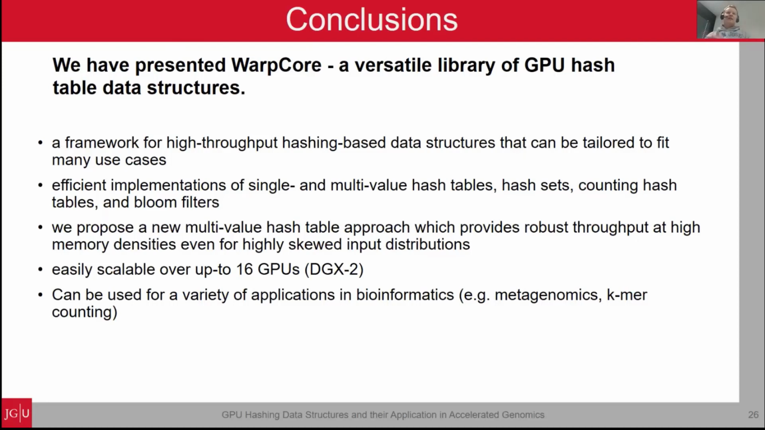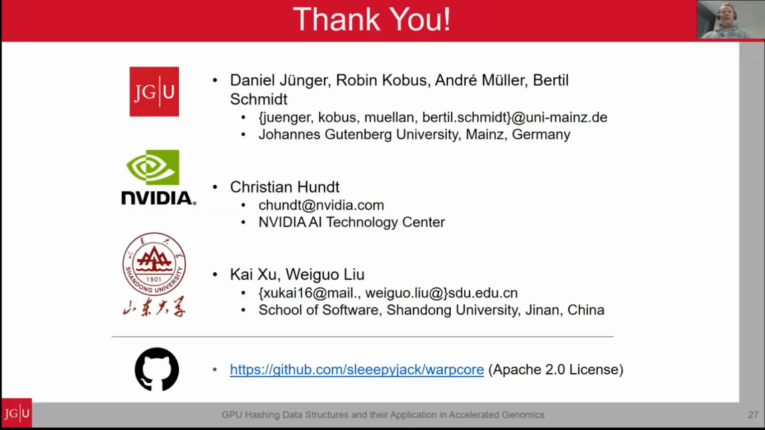Just as a summary, we have presented the WarpCore library for GPU hash table data structures, which is a framework for high-throughput hashing data structures that can be tailored to fit many use cases. We have efficient single and multi-value hash tables. What was not shown here, hash sets, counting hash tables, and Bloom filters are also included. The multi-value hash table approach is new, can scale to multiple GPUs, and can be applied for many applications, especially in bioinformatics. Okay, and this is available on GitHub.